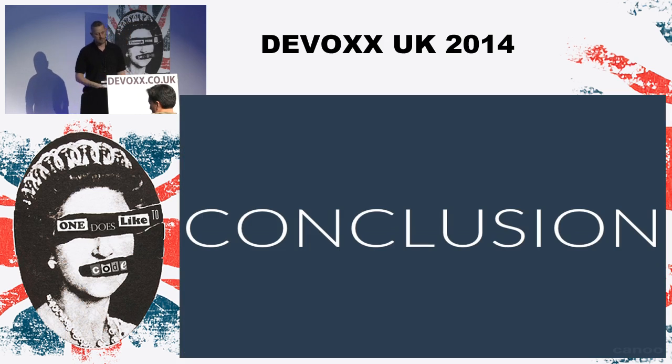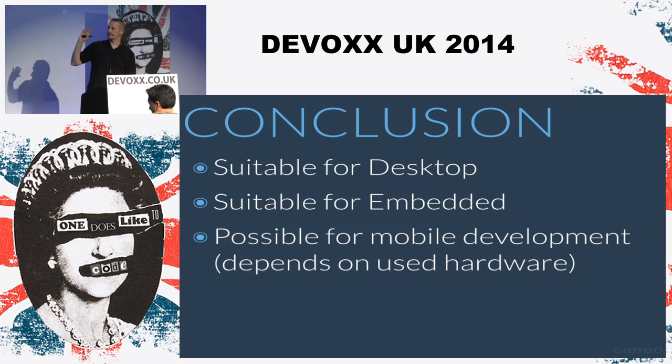So the conclusion from that is JavaFX, of course, is suitable for desktop, even if Java on desktop is dead, right? People say that for years. It's suitable for embedded, definitely. So if you have some devices that should show something, let's say you have some central panel that should control your home automation, it's a perfect fit for JavaFX. And it is possible to do mobile development with that, but that depends really on the used hardware. If you have low power hardware, then it's kind of slow. But if the hardware is up to date, then this is no problem at all.